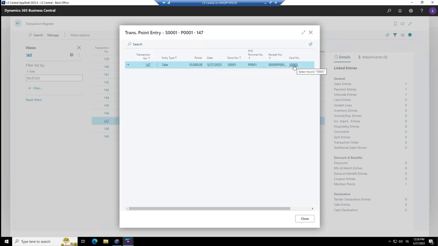And when you know the card number, you know the member contact, and when you know the member contact, you will know the member account, and when you will know the member account, you will know the member club. So that's how simple and easy it is.